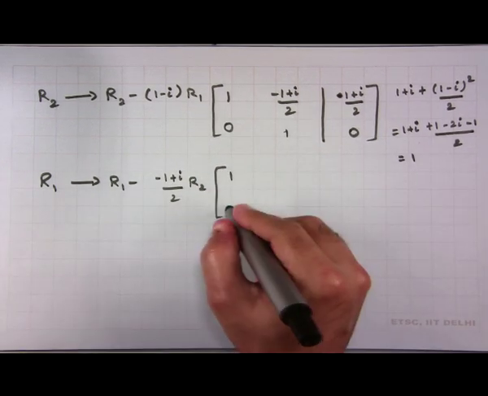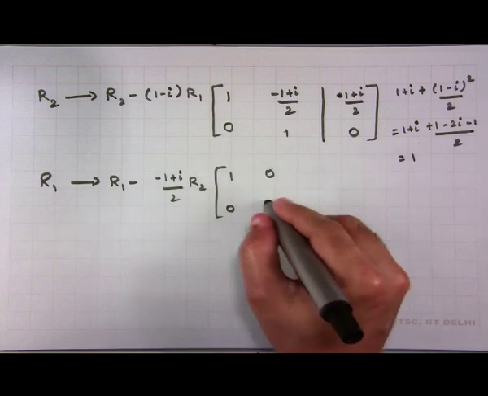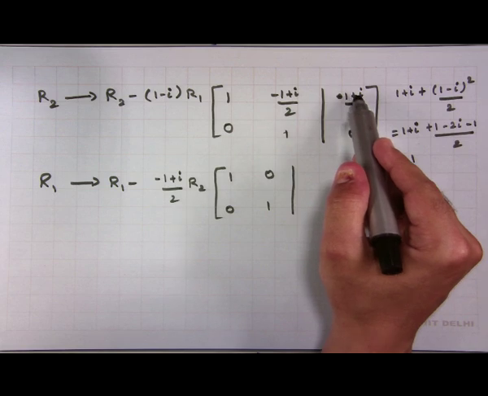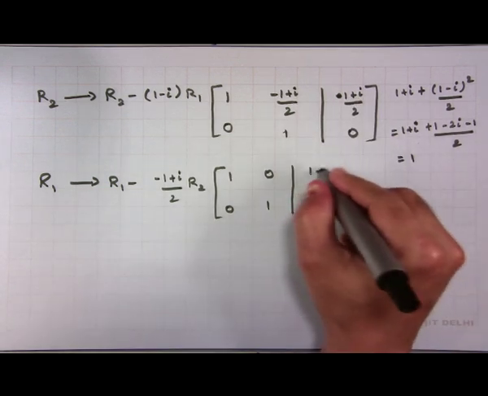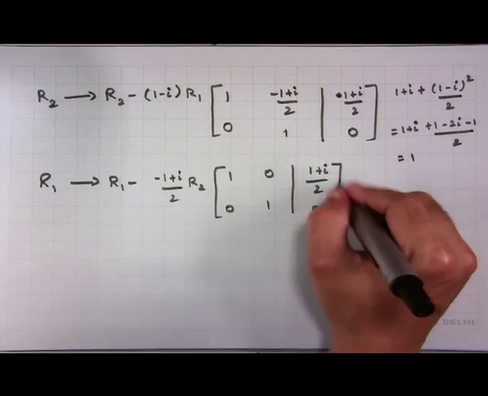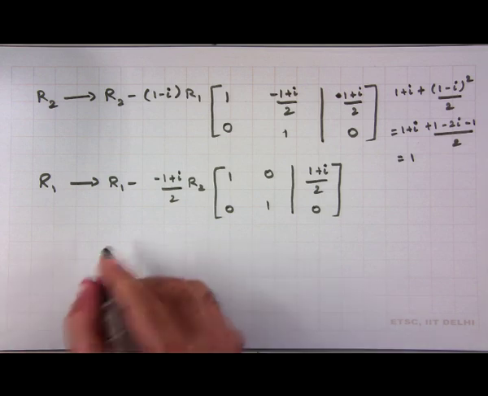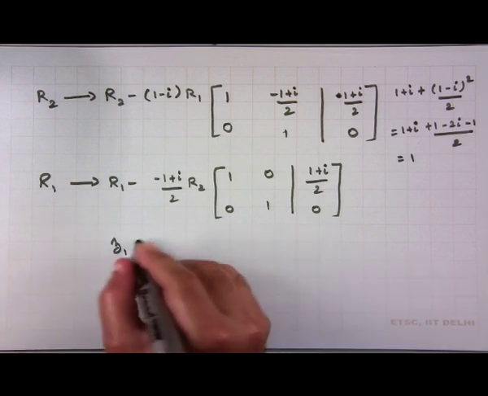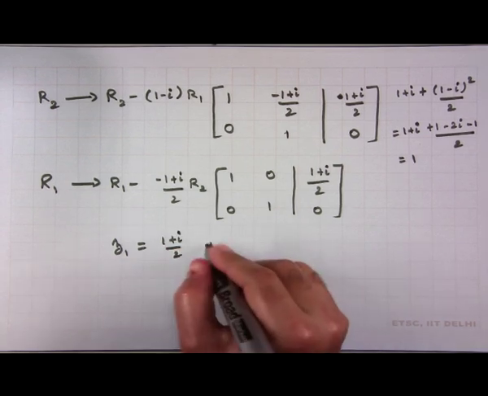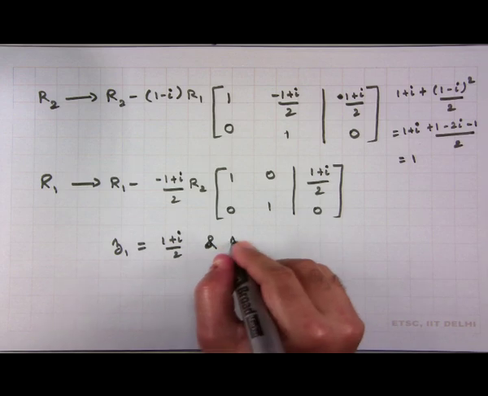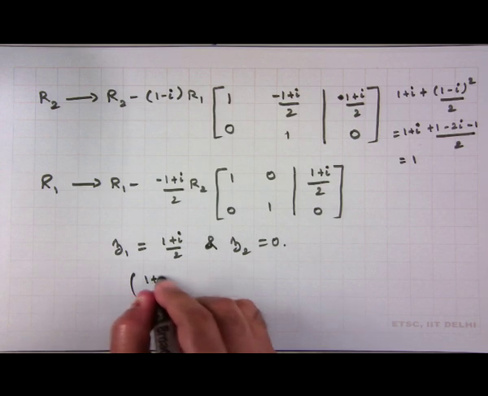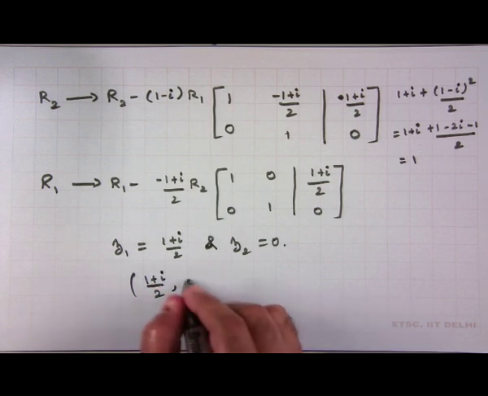I will have 1 0 0 1. I am just adding something with 0, which will essentially lead to the same thing, 1 plus i upon 2 and then a 0, right. So, therefore, what do we have? z1 is 1 plus i upon 2 and z2 is 0. Thus, the solution is 1 plus i upon 2 and 0.